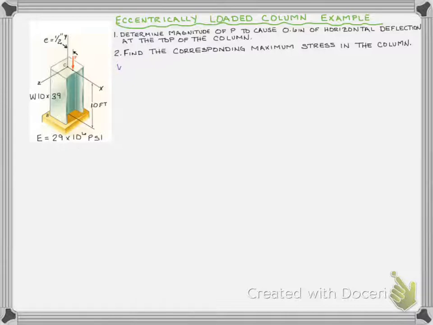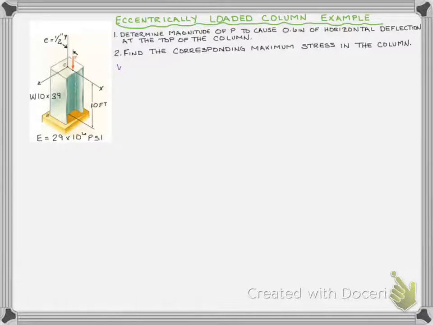So what this example is, is a wide flange column. It's a W10 by 39 out of steel, so E is 29 times 10 to the 6 psi. It's a cantilevered column, so it's fixed at the base and free at the top, and it's a 10-foot long column. Now, the load is not applied concentrically through the centroid, but rather is offset with an eccentricity of 1/2 of an inch. And we can see that that eccentricity will cause a moment about the z-axis. So this is going to rotate about the z-axis.